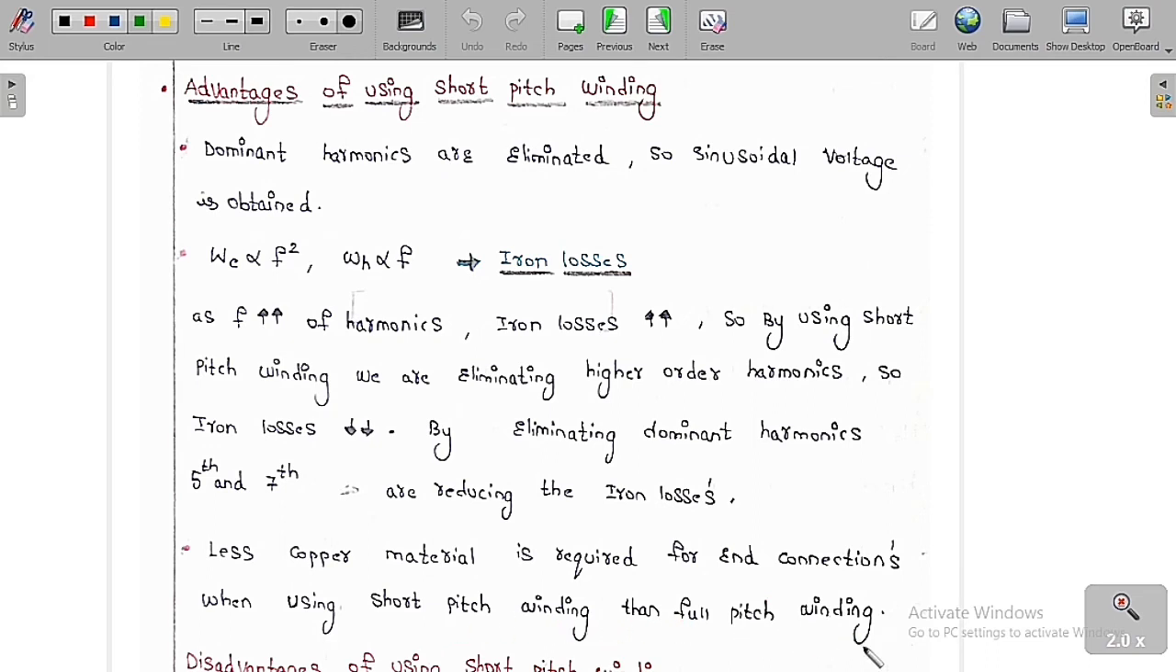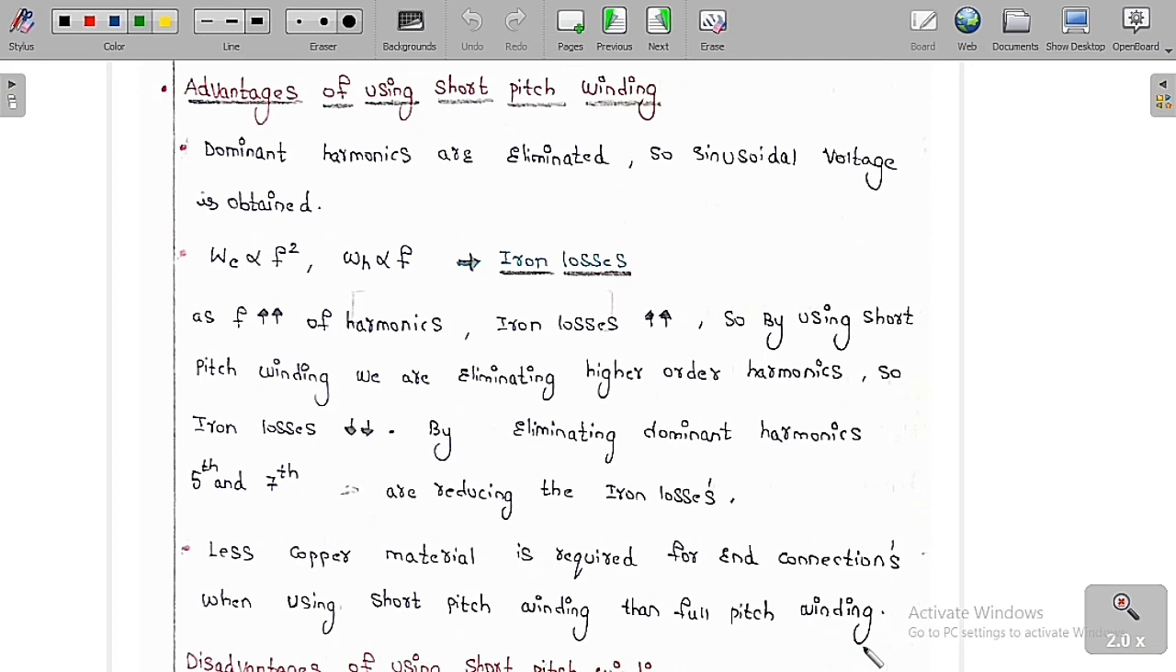See, if you go for the short pitch winding, if you want to connect the conductors in the slots, the overhang you are going to require is very less when compared to full pitch and over pitch. In that case, we can say that less amount of copper material is required for the short pitch winding than the full pitch or the over pitch winding. Whenever you go for less amount of copper material, you require less cost. So these are the advantages that you are going to get if you go for the short pitch winding rather than full pitch or over pitch.